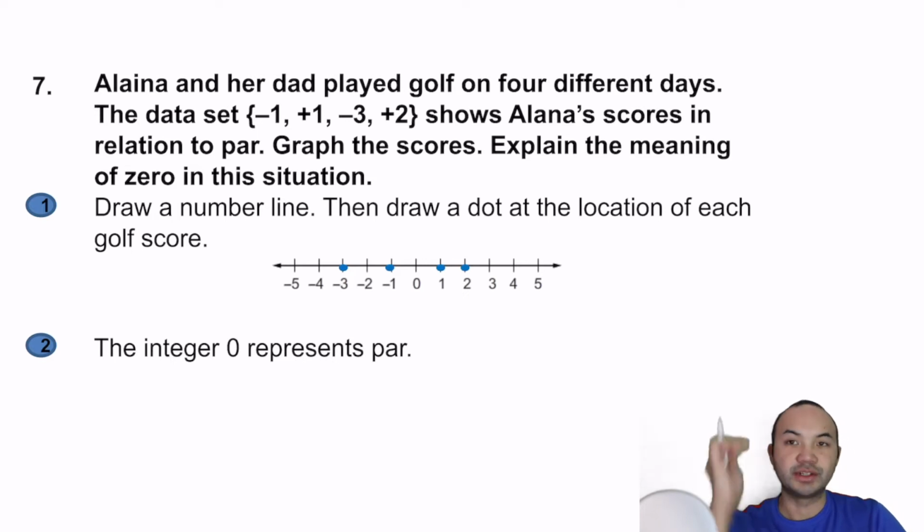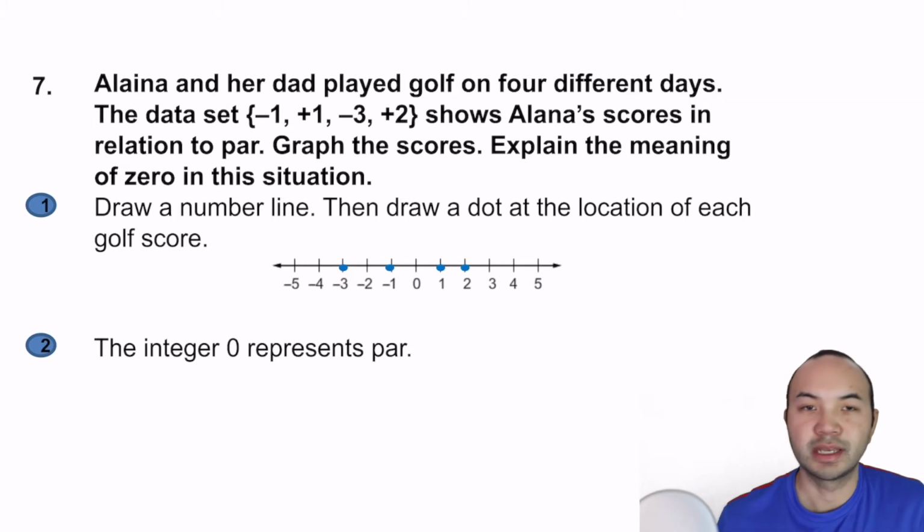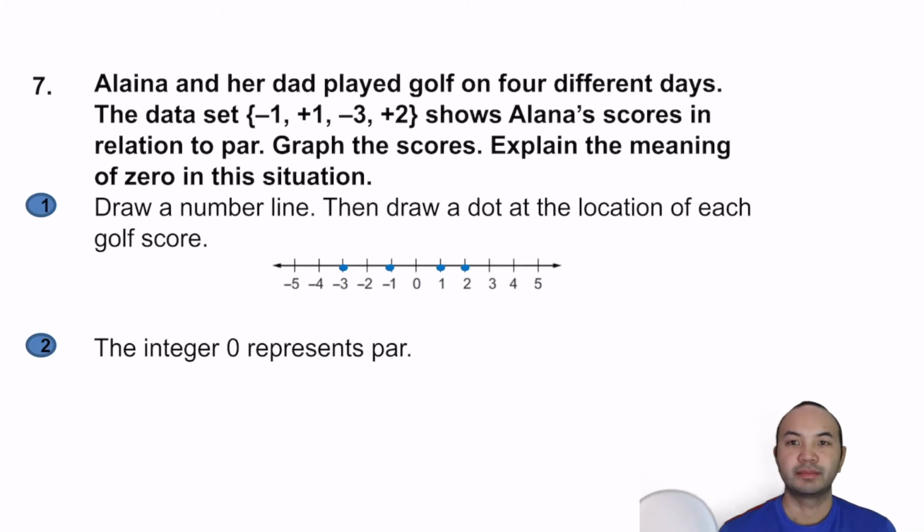So the integer 0 represents par. If you don't know what that is, it means you're supposed to get the ball in the hole in this many tries. So if you do it in that many tries exactly, then that's par. Then it's 0. Okay, and then you see the lines there.